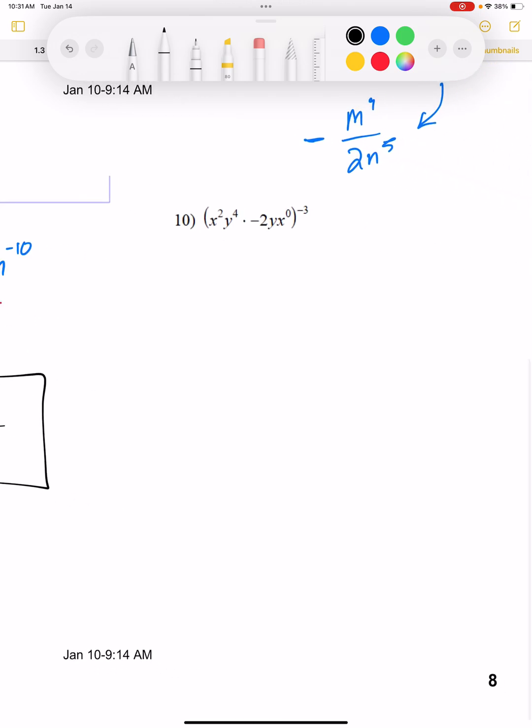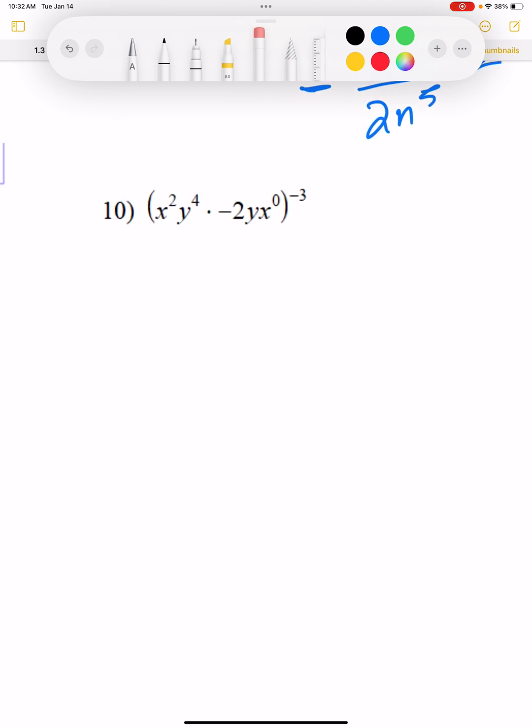All right, almost finished. About to go ahead. Now, everything in here is x squared times y to the 4th times negative 2 y x to the 0. Now, I'm going to go ahead and distribute this, right? Well, actually, inside the parentheses, I know that x to the 0 is just 1. So 2 times 1 is just 2. Since we're multiplying and it's 1, you don't really need it.